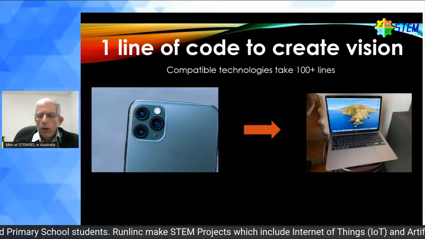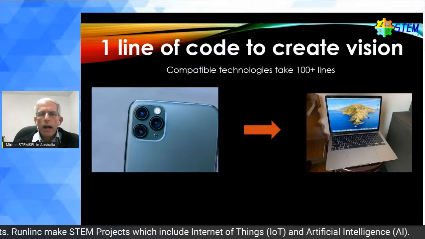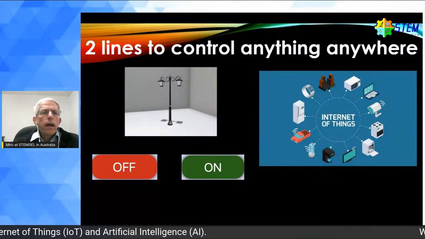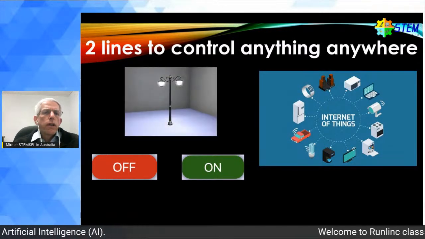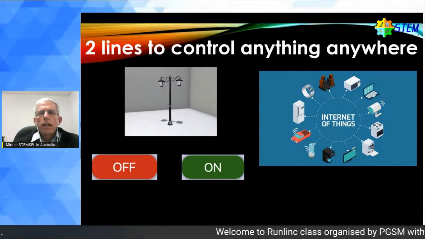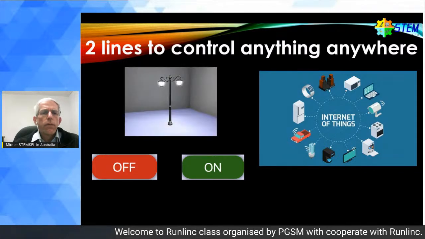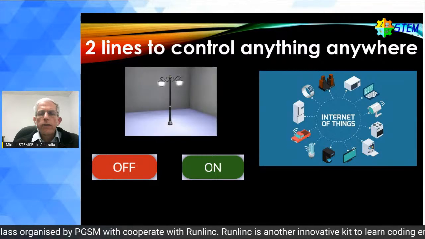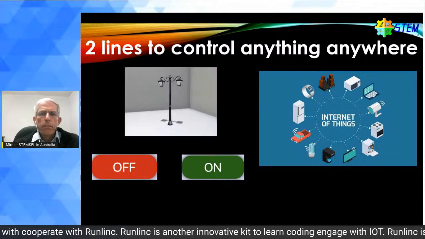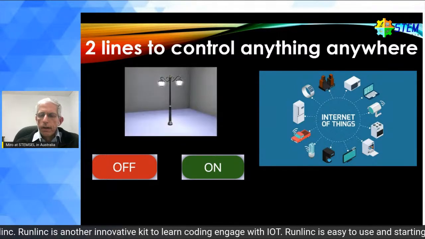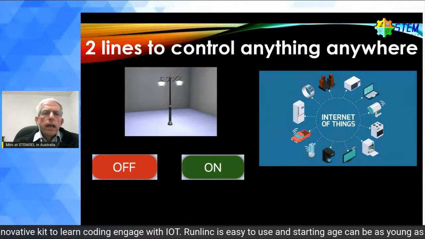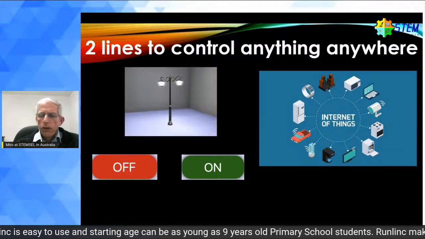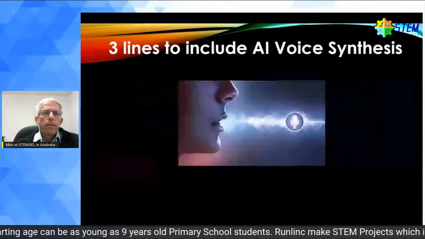Okay, so even the local Wi-Fi will work on the Runlink as well without the internet. With 2 more lines of code, we can include in the intruder alarm on-off buttons. So it means we can control anything anywhere. Not just the lights on and off, but we also can create an alarm on there as well. Other systems actually take hundreds of lines of code. As I will show, there has been a comparative research study. So I will show that a bit later.